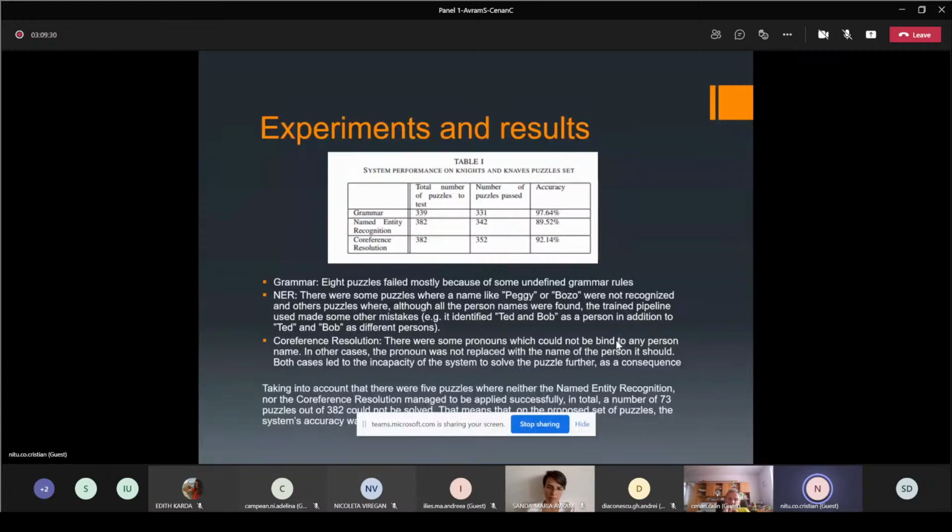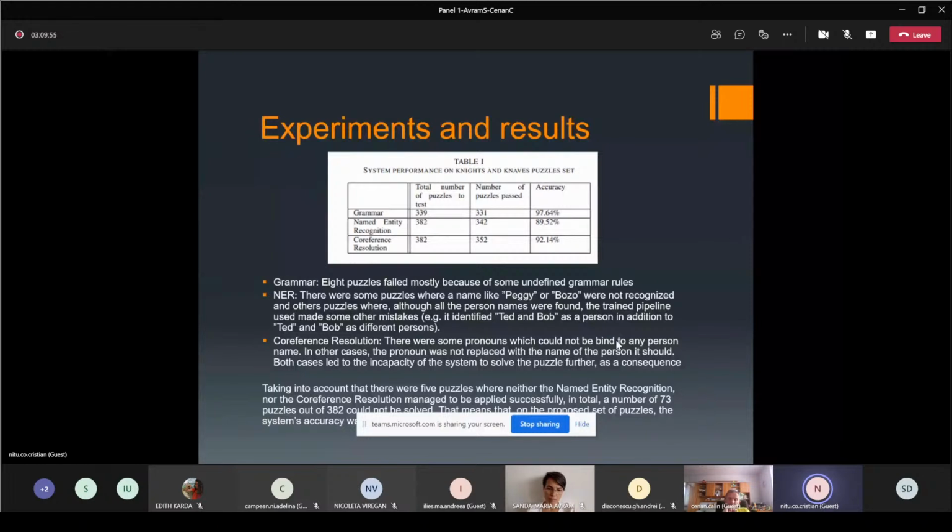The other 8 failed mostly because of some undefined grammar rules. Regarding named entity recognition, 342 out of 382 puzzles successfully found the names of the persons. There are also puzzles where a name like Peggy or Bozo was not recognized, or other puzzles where it recognized, for example, Ted and Bob as a single person.